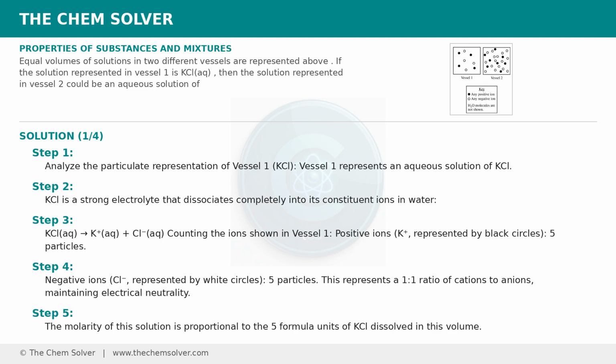Positive ions, K+, represented by black circles: 5 particles. Negative ions, Cl-, represented by white circles: 5 particles. This represents a 1-to-1 ratio of cations to anions, maintaining electrical neutrality. The molarity of this solution is proportional to the 5 formula units of KCl dissolved in this volume.